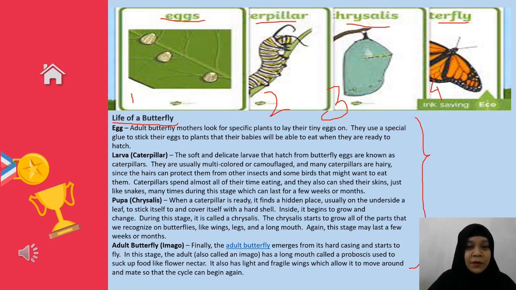Okay, now for several minutes, you can read this text. Start from egg, and then larva, and then pupa, and then adult butterfly. Okay, I give you 5 minutes, please.